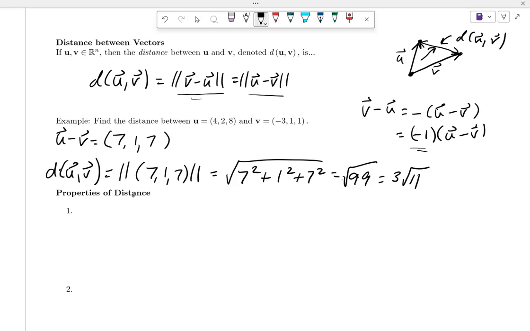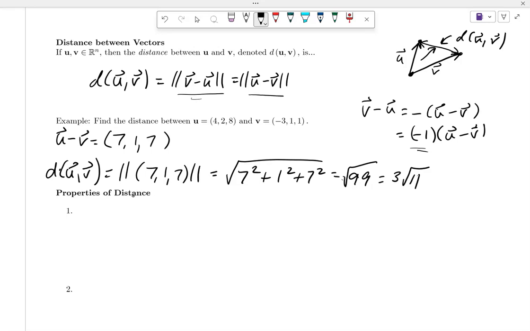So again, in general, doesn't matter what inner product space you're in. If you want the distance between the vectors, that's defined as subtract them and take their length. Okay, take the length of the difference of the two.